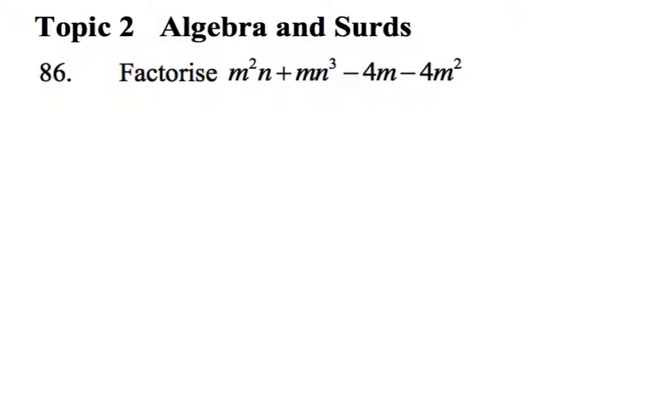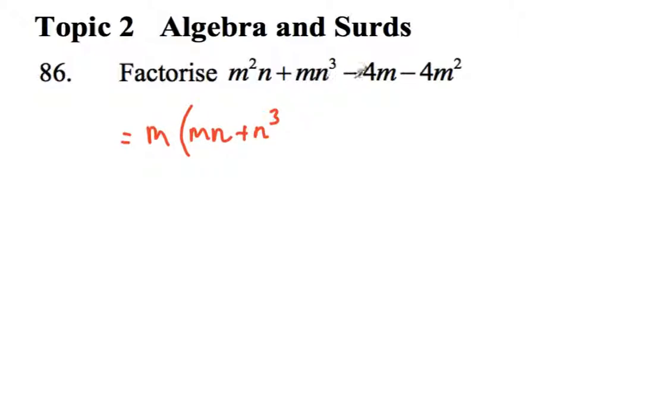This one here looks very strange. We first check whether there's anything common between all 4 terms, and there is. M can go into all 4 terms there. So m can go outside. We'd need to multiply m by mn to make m squared n for our first term. We'd need to multiply m by n cubed.